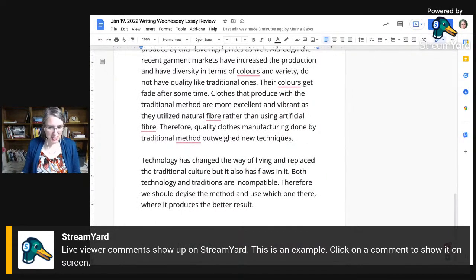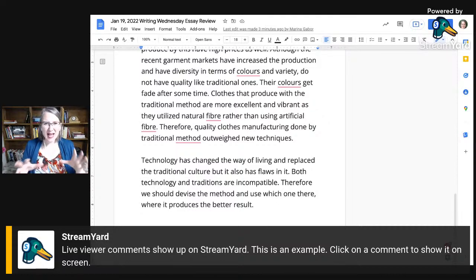Conclusion. Technology has changed the way of living and replaced the traditional culture, but it also has flaws in it. Both technology and traditions are incompatible. Therefore, we should devise the method and use which one there where it produces the better result.